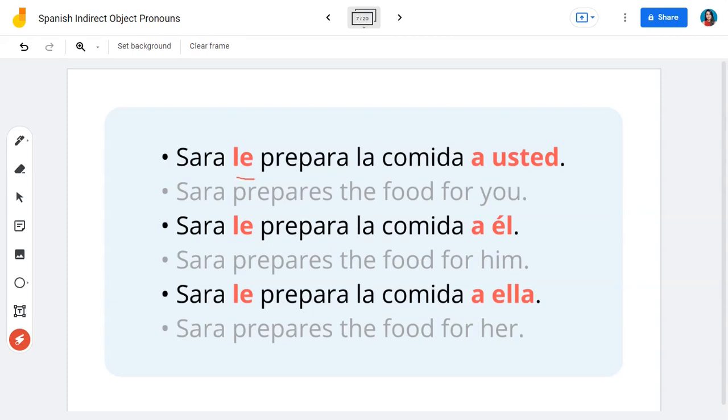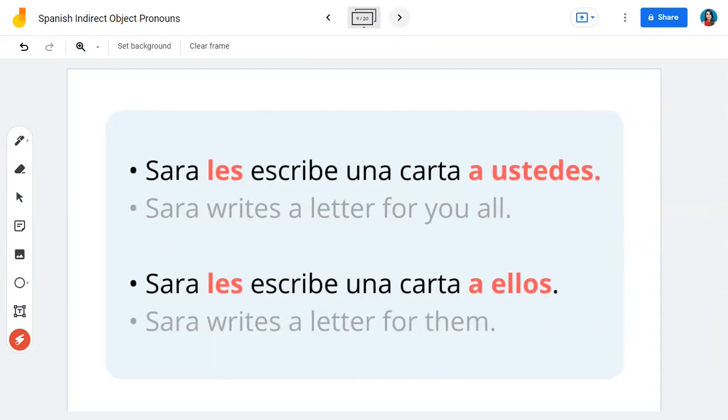And if you notice, take a look. Where are pronouns usually placed? They're usually placed before the verb. And we'll talk about this in more detail after that. Now let's move on to les. Sara les escribe una carta a ustedes. Sara writes a letter for you all. And Sara les escribe una carta a ellos or a ellas. Sara writes a letter for them. If you say a ellos, you can mean a group of men or men and women. Or if you say a ellas, you only mean a group of women.